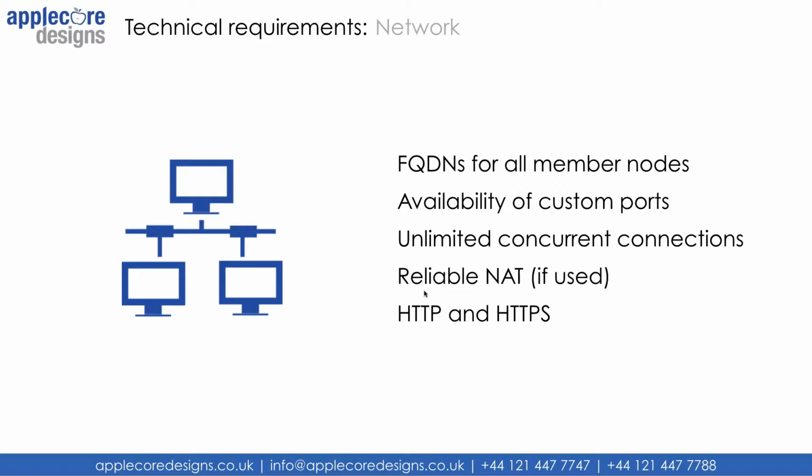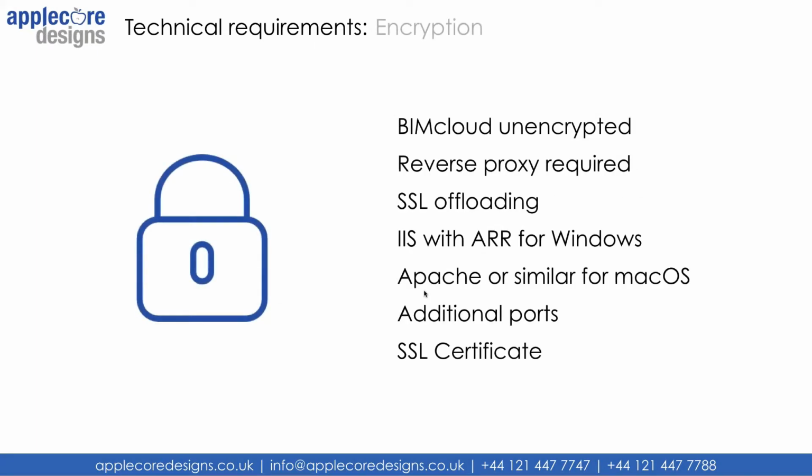BIMcloud itself uses HTTP packets, so every element of BIMcloud, when you're working with a server, is wrapped up into a HTTP packet, and that's how it's communicated over the network. And HTTPS, which is the encrypted version of HTTP, is also supported. Now, in order to encrypt the packets, you will need to do the encryption on your side. So BIMcloud itself is unencrypted, but it supports being encrypted.